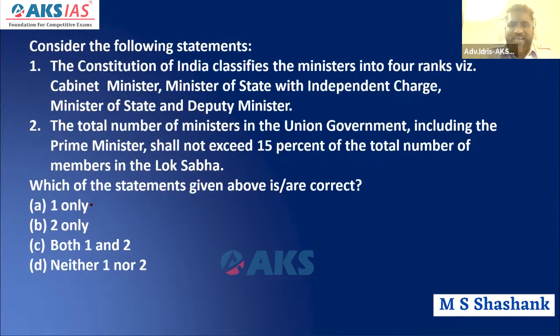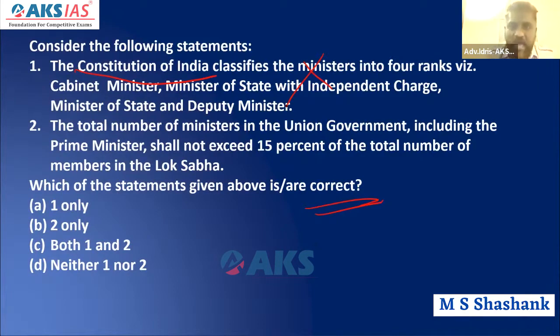Okay, let us see this question. The Constitution of India classifies the ministers into 4 ranks: Cabinet Minister, Minister of State with independent charge, Minister of State, Deputy Minister. Here also we have to find the correct one. The Constitution of India speaks about the Council of Ministers, that's all. One place it says about Cabinet, Article 352. Other than that, Minister of State with independent charge, without independent charge, Deputy Minister, is not there in the Constitution. Let us make it short: it is wrong, because the Constitution doesn't specify it.